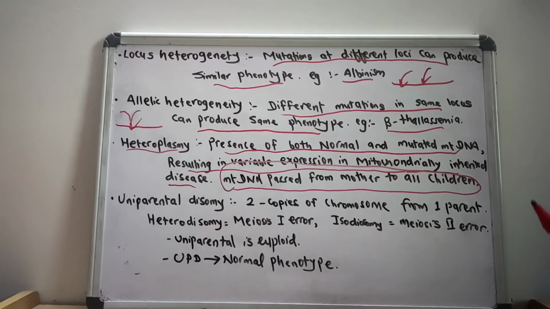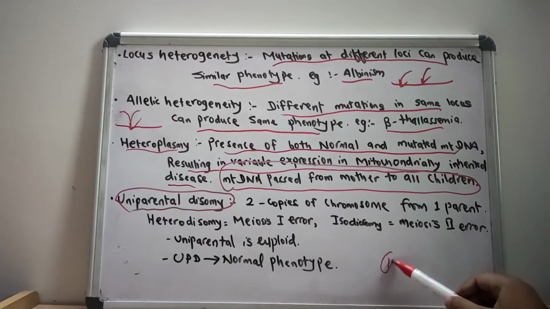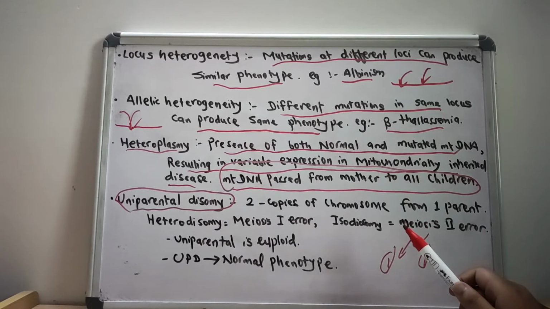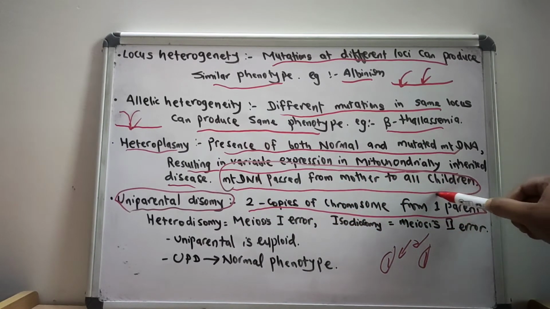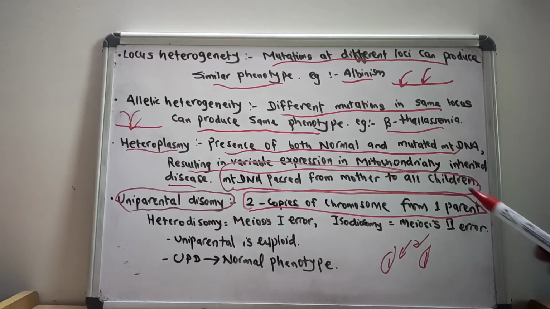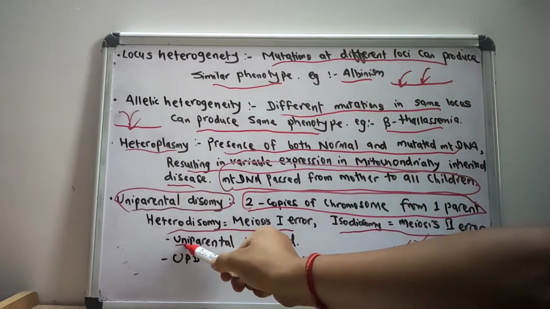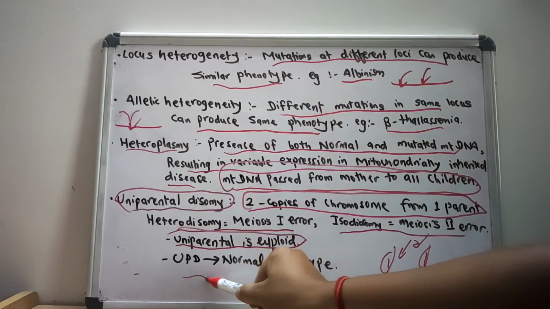What is uniparental disomy? We know that normally one copy of a chromosome comes from the mother and one copy comes from the father. So both copies of the chromosome come from both parents. But uniparental disomy means two copies of a chromosome come from one parent. Heterodisomy means a meiosis 1 error and isodisomy means a meiosis 2 error. The uniparental is euploid. Most occurrences of uniparental disomy result in a normal phenotype.